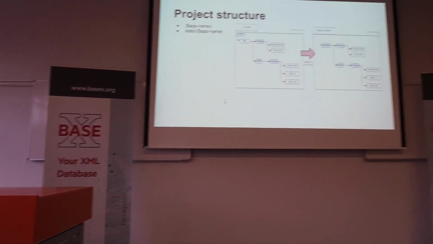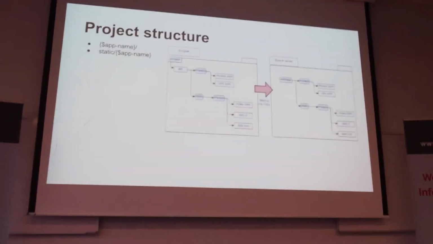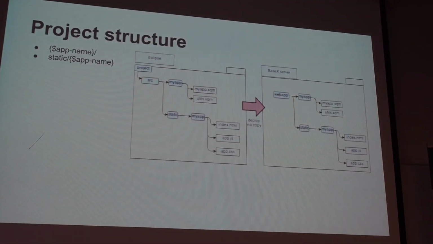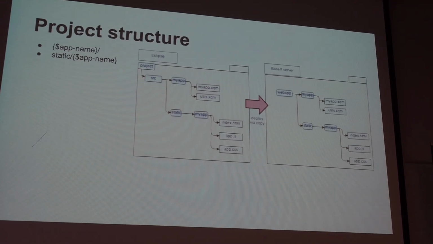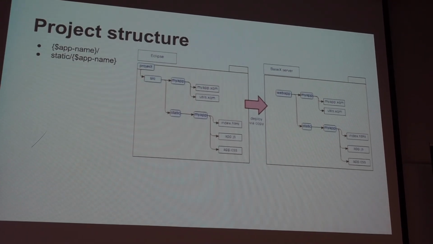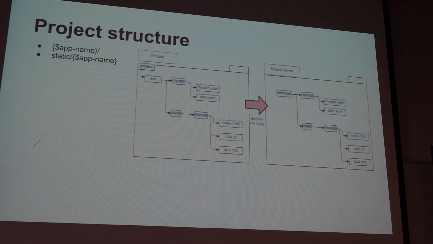So a little bit about the project structure. This is the structure that I've used for a lot of my projects. I find it very useful. It's just dividing the source into two halves. One, the static half, which is CSS, HTML, JavaScript. The other is all the RestXQ stuff. And that means you can just deploy via copy.